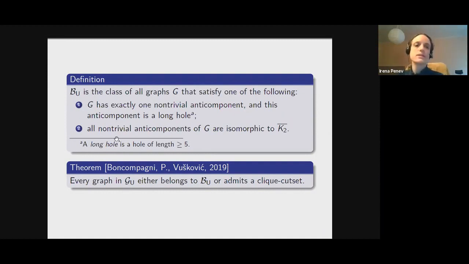And then the second possibility is that all non-trivial anti-components of G are isomorphic to K2 complement. K2 complement, that's just the edgeless graph on 2 vertices. So this means that you take a bunch of these K2 complements and then a bunch of these single vertices, and then you make them pairwise complete to each other. So that's the second possibility. So that's the decomposition theorem for the class GU.